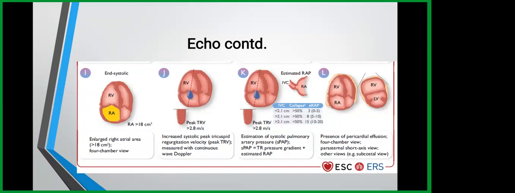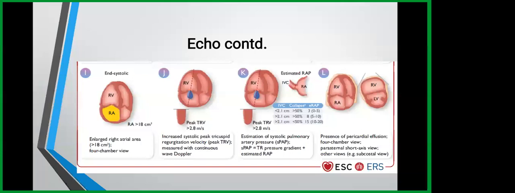Then of course, tricuspid regurgitation is very important. If you get a significant TR velocity of more than 2.8 meters per second when you do continuous wave at the tricuspid valve leaflet, it is significant.